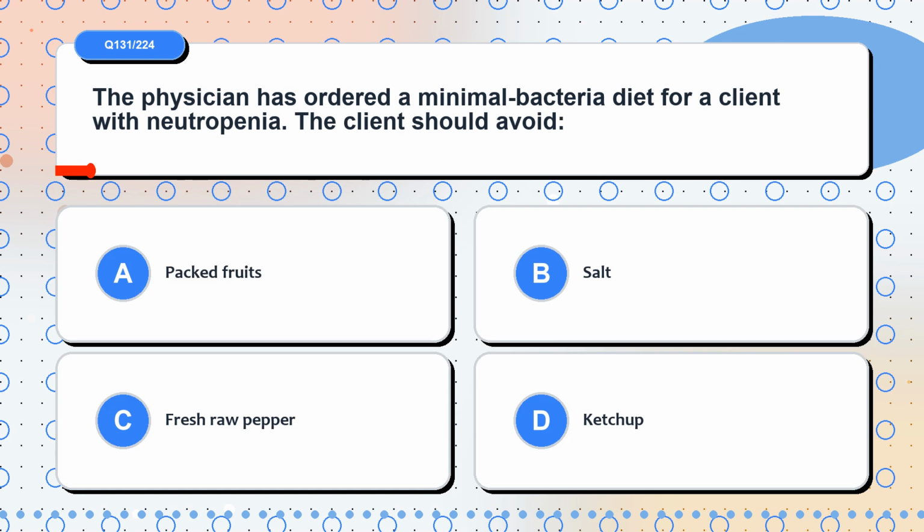Question 131. The physician has ordered a minimal bacteria diet for a client with neutropenia. The client should avoid. Here are the options. Option A. Packed fruits. Option B. Salt. Option C. Fresh raw pepper. Option D. Ketchup.